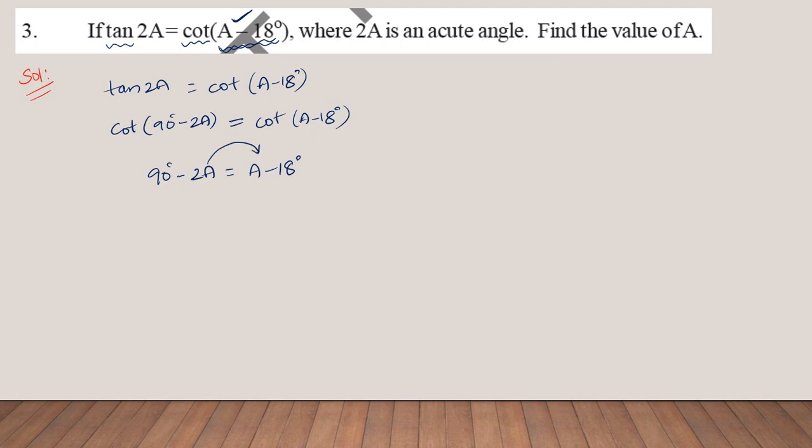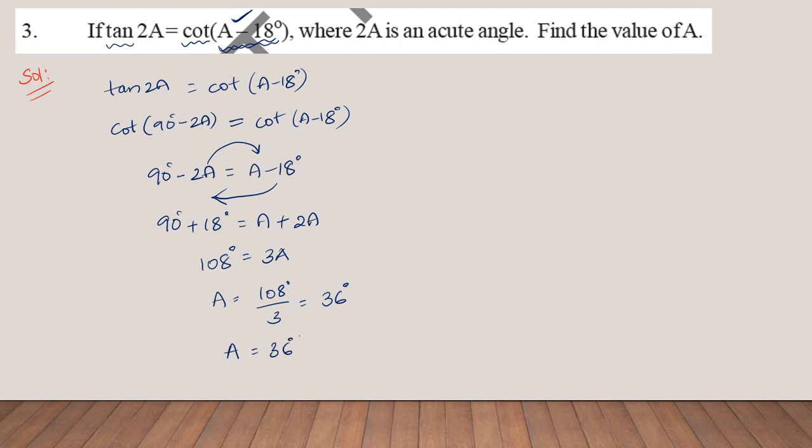Now transpose this minus 2a to right hand side and minus 18 to left hand side. From this what I am going to get, 90 degrees plus 18 degrees is equal to a plus 2a. Now this I can write as 3a, so 3a is equal to 108 degrees. So a is equal to 108 divided by 3, which is 36 degrees. So the value of a is 36 degrees.